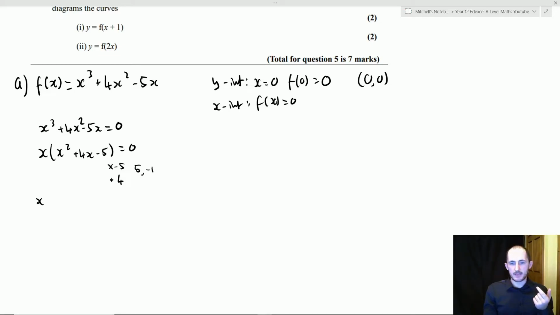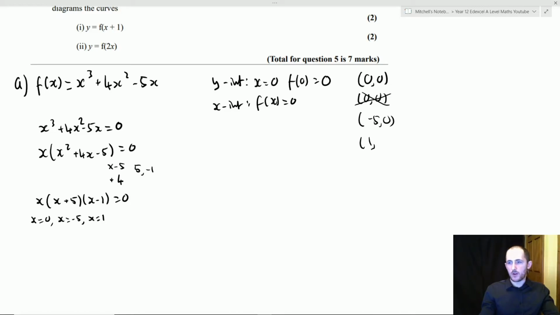So we have x plus 5, doesn't really matter the order, x minus 1 equals 0. So now my values for the x-intercepts are either x equals 0, x equals minus 5, or x equals 1. You just flip the sign of what's inside the bracket. So all of the points we have now are (0, 0) again, so we don't need to put both of them if we don't want to. We also have (minus 5, 0), and we have (1, 0).